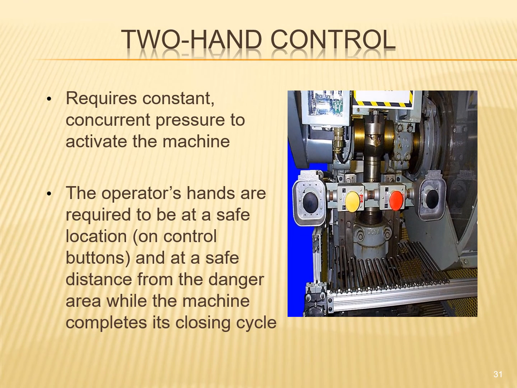Two-hand control requires constant concurrent pressure to activate the machine. The operator's hands are required to be at a safe location on the control buttons and at a safe distance from the danger area while the machine completes its closing cycle. Here are the two hand palm buttons or controls. You've got to push these at the same time for the machine to operate.